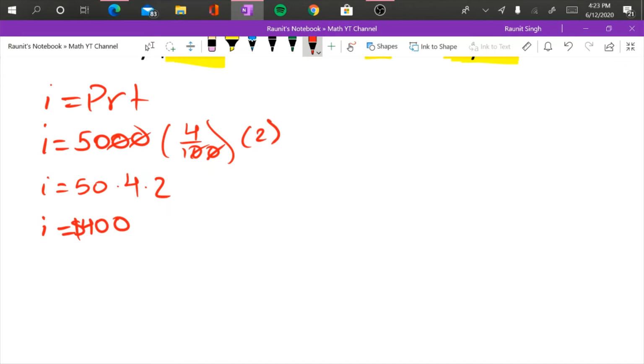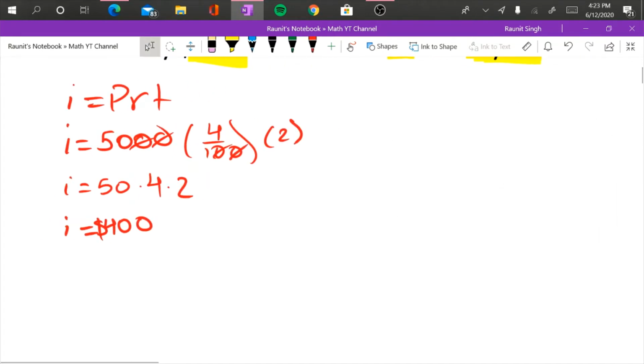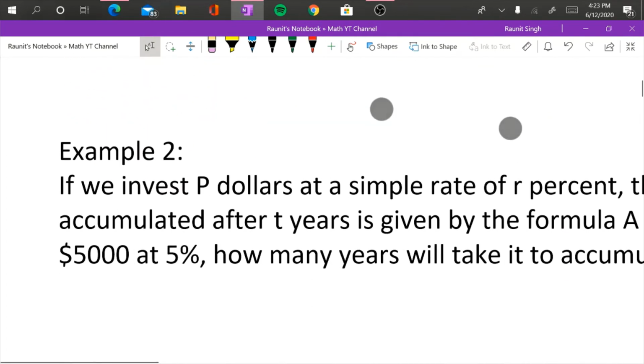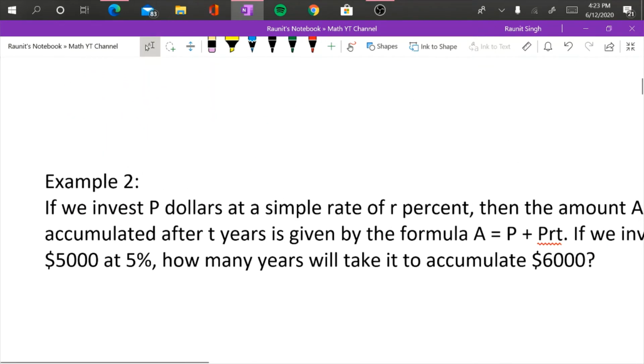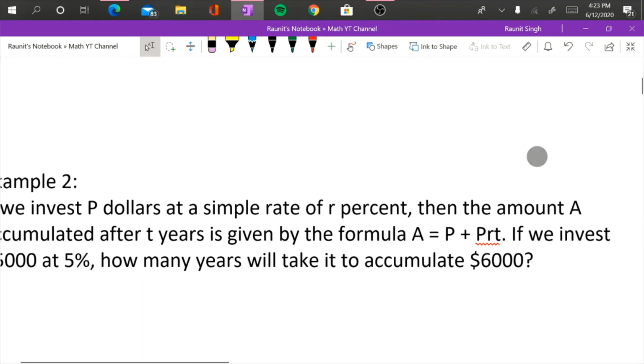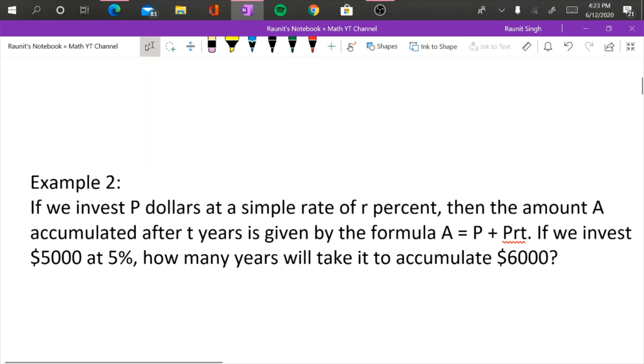Okay. Our next example. Let's go down. There we go. If we invest P dollars at a simple rate of R%, then the amount A accumulated after T years is given by the formula A equals P plus PRT. If we invest $5,000 at 5%, how many years will it take to accumulate to $6,000?